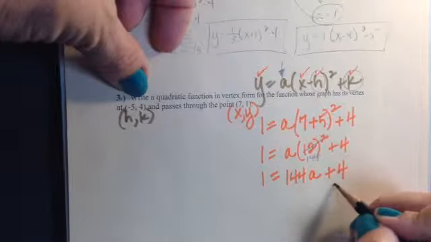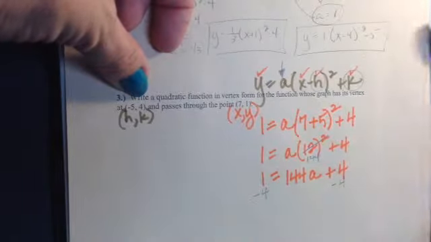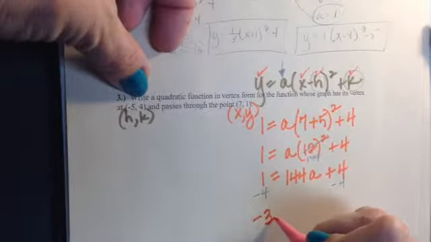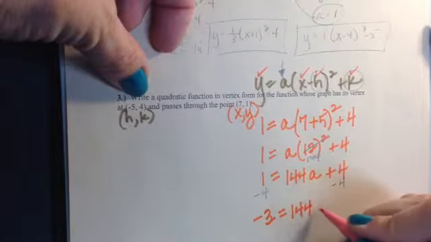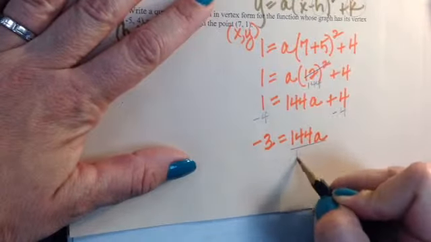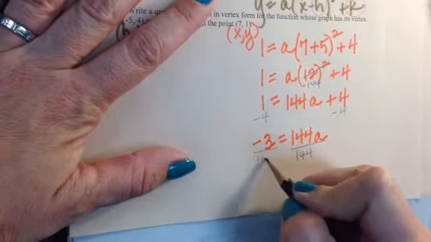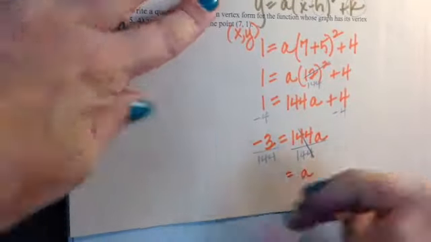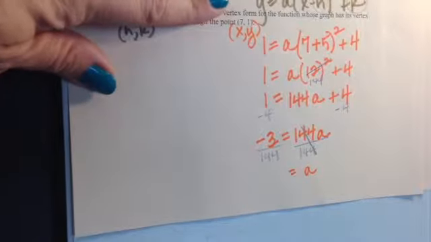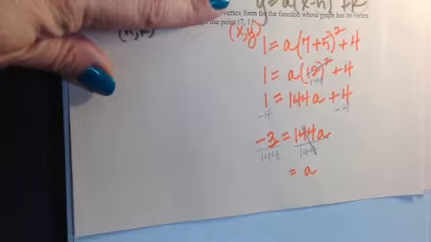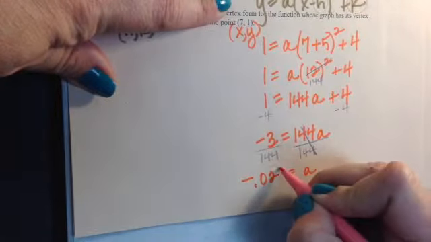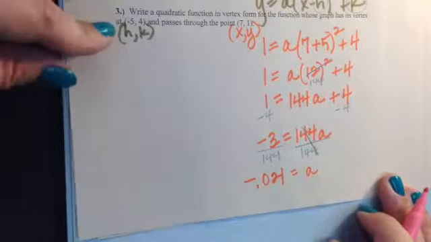And then my next move is going to be to start undoing to solve for a. I'm going to subtract 4 from both sides, and I'm going to get negative 3 equals 144 times a. And in order to get a alone, I'm going to divide both sides by 144. A will be equal to, it's going to be a pretty small decimal number, I think, negative 3 divided by 144, which is negative 0.021. That's an approximation for a, but I can use it.